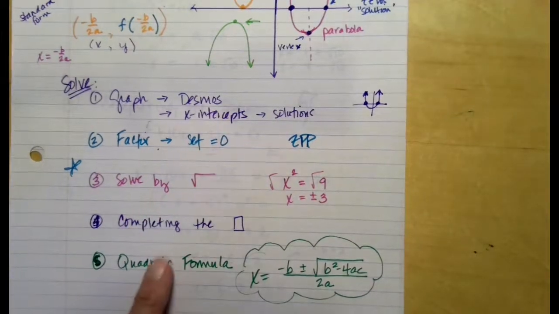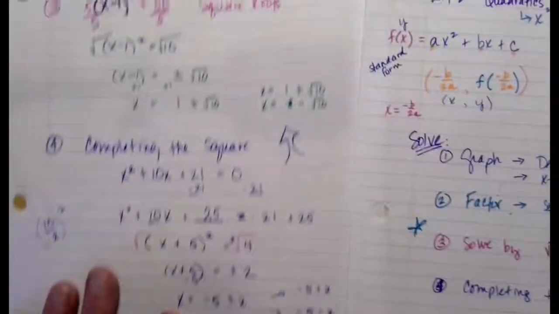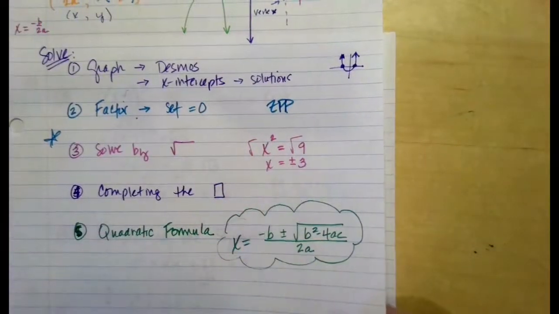Maybe you want to try to solve by square roots. Now, when we solve by square roots, something easy like this, we take the square root of each side. Don't forget your plus or minus.